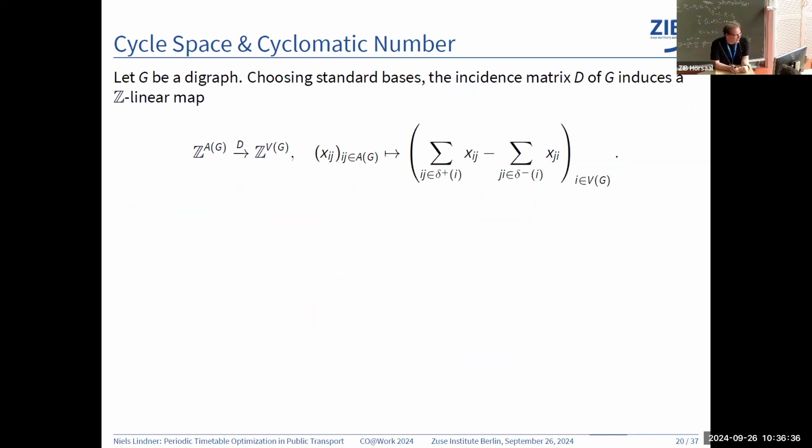Consider a directed graph, then you will have heard of the notion of the incidence matrix that just keeps track of how the vertices are incident to the edges. And as any matrix, it comes with a linear map. And in fact, it looks like this. So we have some vector on the arcs, and then we'll just give you this, what you know from network flow theory as flow balance at the vertex.